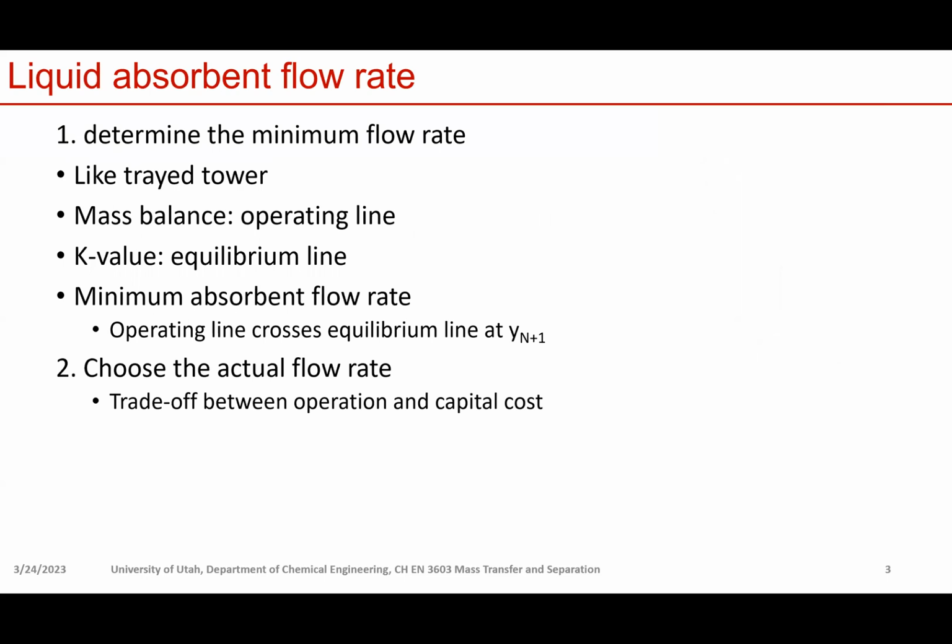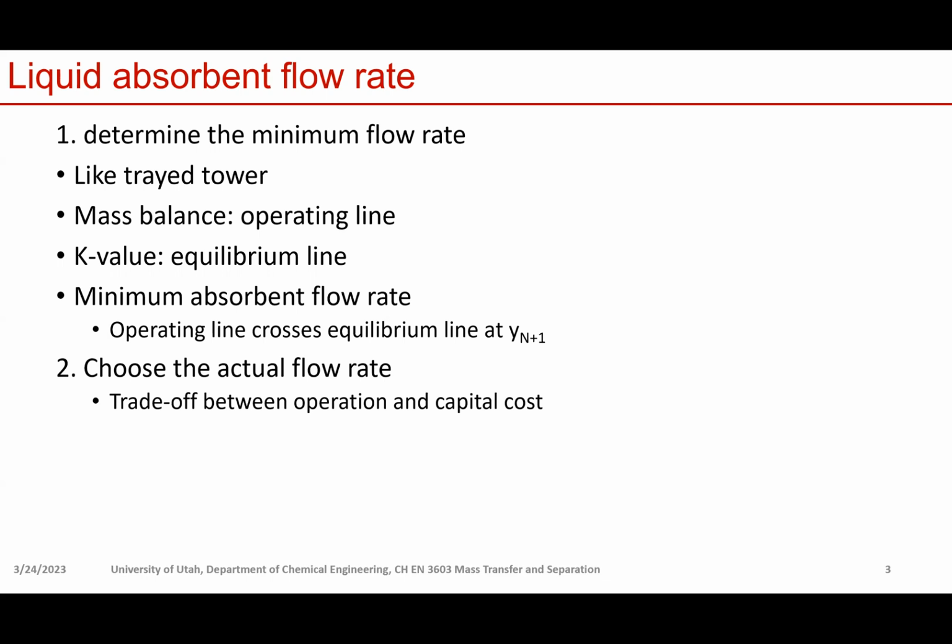So how do we determine the liquid absorbent flow rate? It's similar to a tray tower, and the first thing you do is to find out the minimum flow rate. In order to find the minimum flow rate, you first find, through mass balance, the operating line, and through equilibrium data, through the K value, you can find the equilibrium line. Then the minimum absorbent flow rate you can find by crossing the operating line with the equilibrium line at y1 and x_{N+1}. That's basically the feed composition of the gas phase. Then that will give you the minimum flow rate.